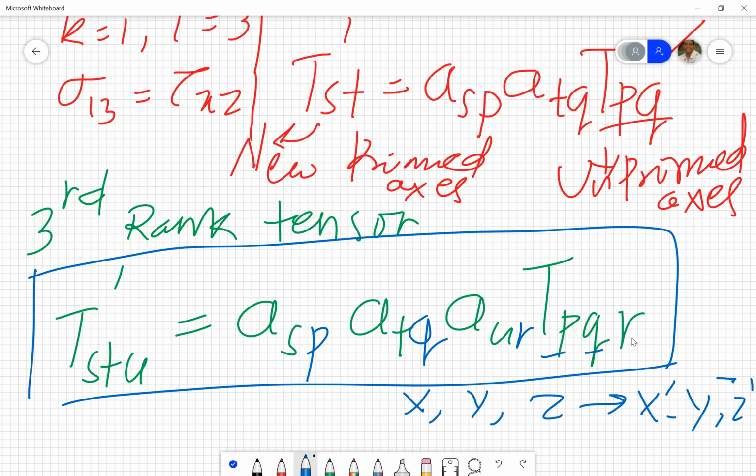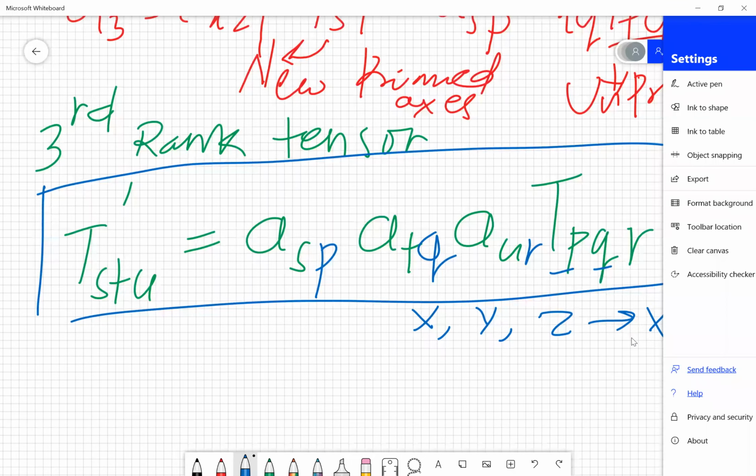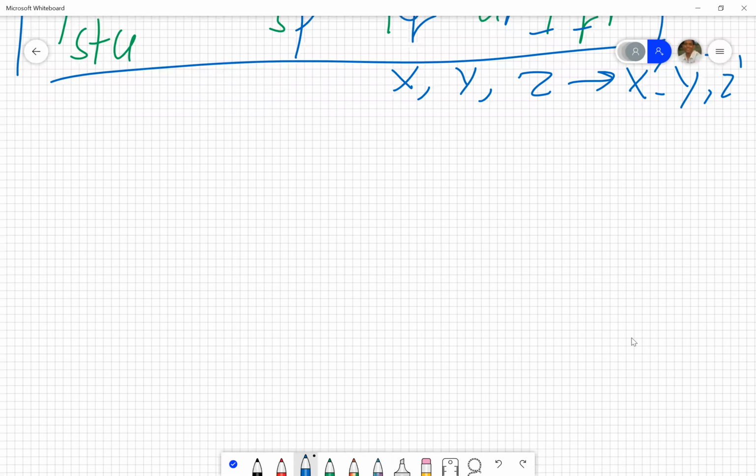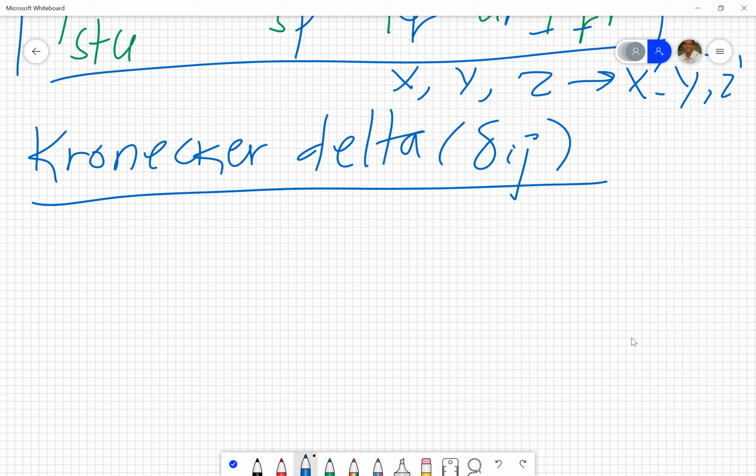In tensor theory, there is another important operator called the Kronecker delta. So what is that Kronecker delta? We'll see here now. In stress tensor theory, there is a term called the Kronecker delta. The symbol used is delta ij.